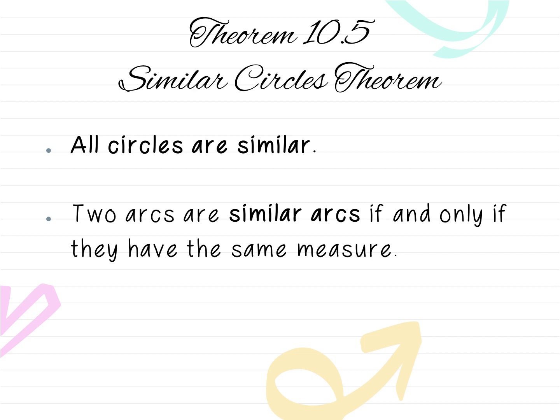And then you have two arcs are similar arcs if and only if they have the same measure. So you can have similar arcs if they have the same measure. So you can have a very small circle and a very big circle. And if they're both arc 80, I don't know why I keep using 80, but they are obviously similar circles. Those will be similar arcs. Again, all circles are similar. So if they have the same measure, the arcs would be similar.